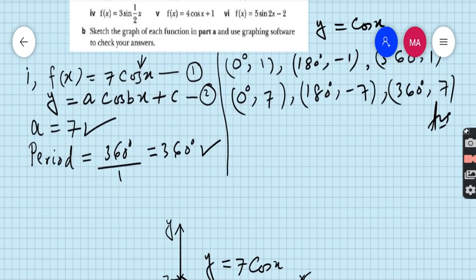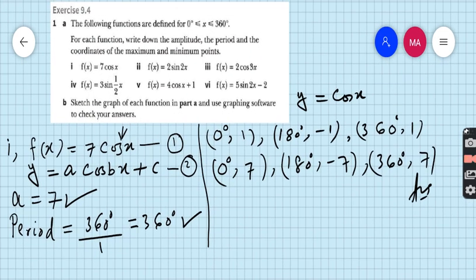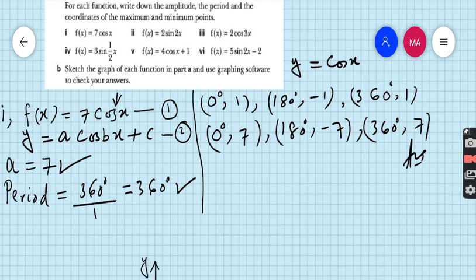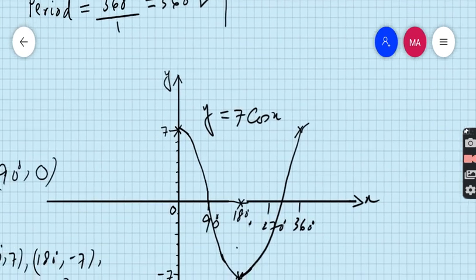So this is the requirement of the question. See the whole question again. The following functions are defined for 0 degrees to 360 degrees. For each function, write down the amplitude. For part 1, amplitude is 7. The period for part 1 is 360 degrees. The coordinates of maximum and minimum points are (0 degrees, 7), (180 degrees, -7), (360 degrees, 7). Sketch the graph of the function, and we have sketched. Look at this.